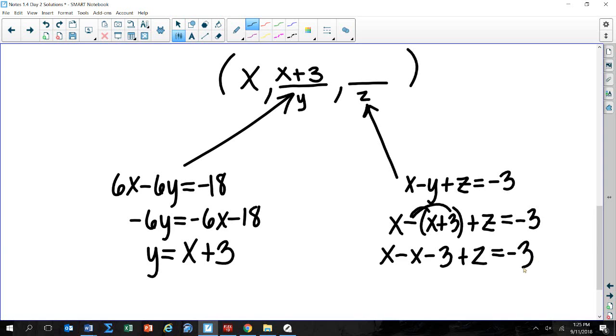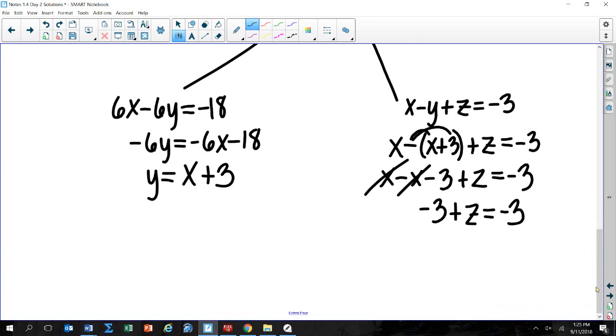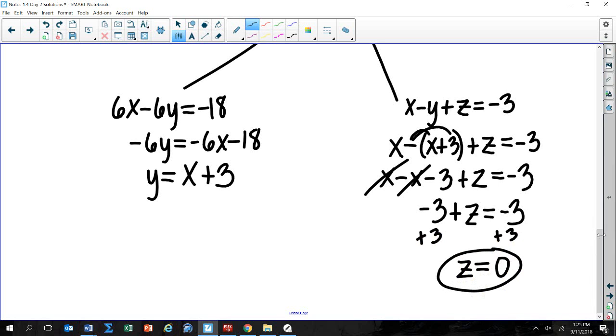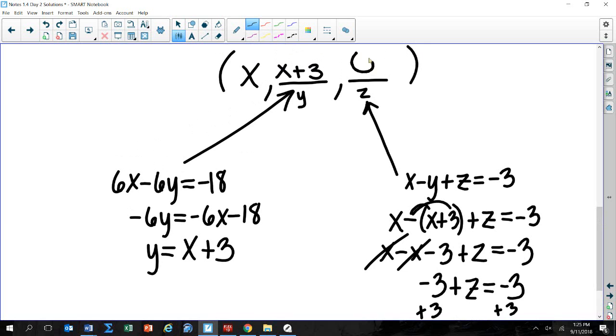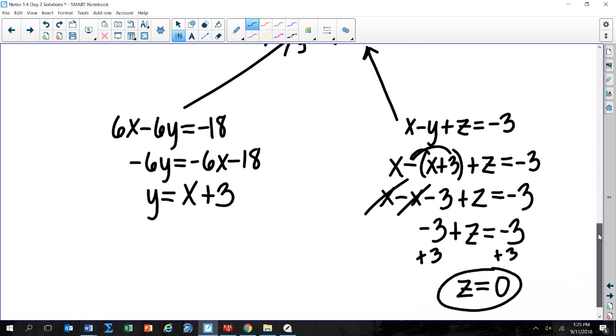And my whole goal is to get what z equals, right? What is x minus x? 0. Right? Anything minus itself would be 0. So I have negative 3 plus z equals negative 3. If I add 3 to both sides, we're going to get that z equals 0. So that's what I'm going to put up here. Z equals 0. I don't want to cover up my work because I just did that work. Okay, so that's how we get that.